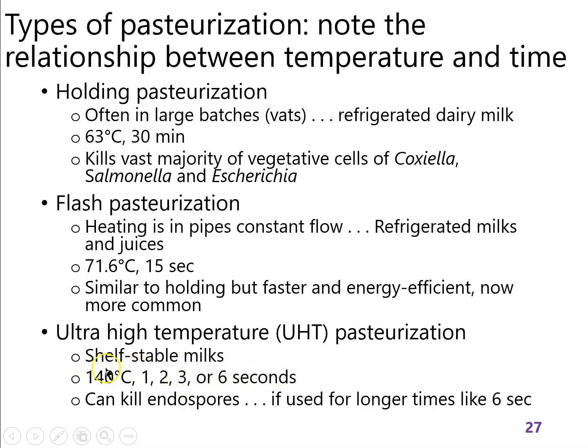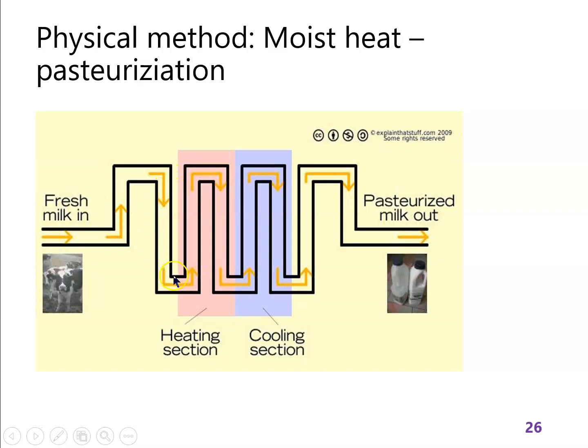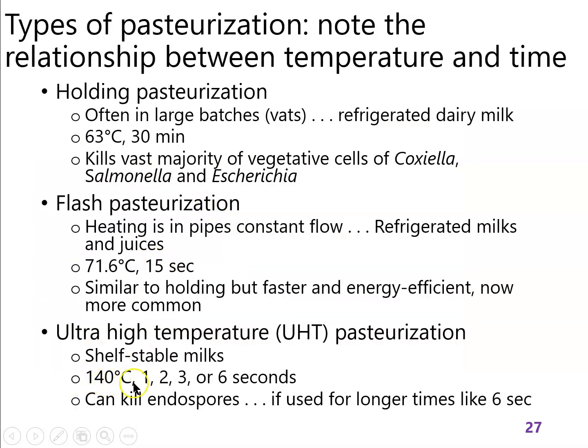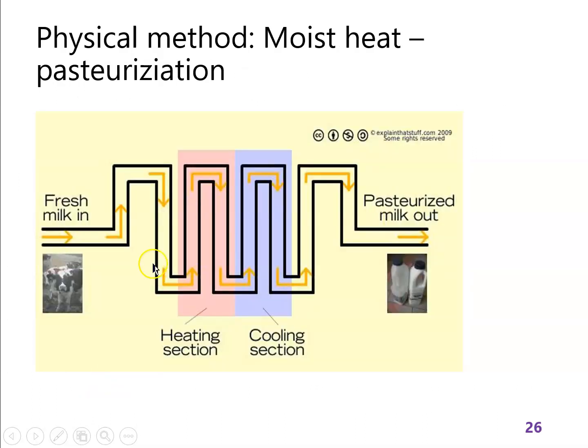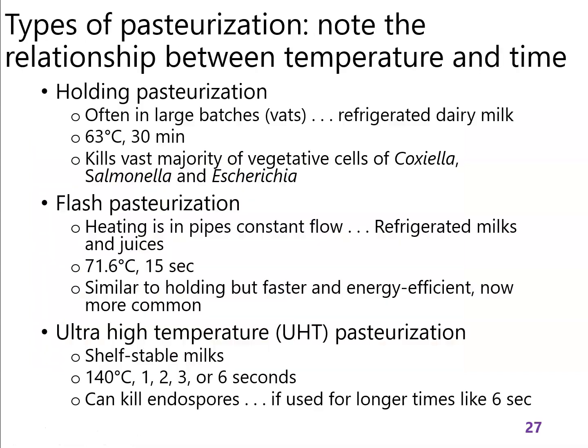So if you send milk through one of these systems under extremely high pressure so that it won't boil, and you get it up to 140 Celsius, this is higher than an autoclave temperature. If it's at that temperature for 6 seconds, it will inactivate endospores. That milk will be sterile, and that's how shelf-stable milk is made. We don't see this much in the US, but if you look at like a Parmalat box that would be more common in Western Europe, that's how they make it.